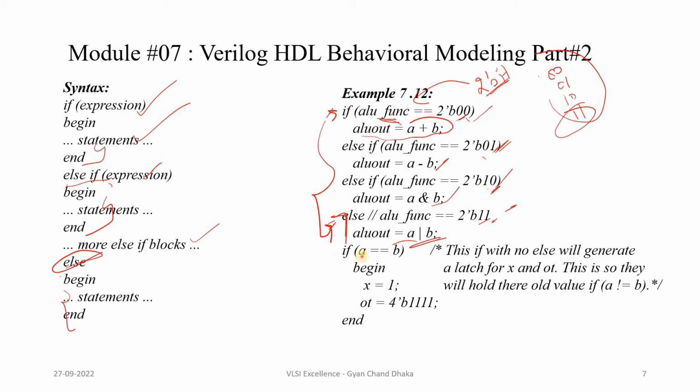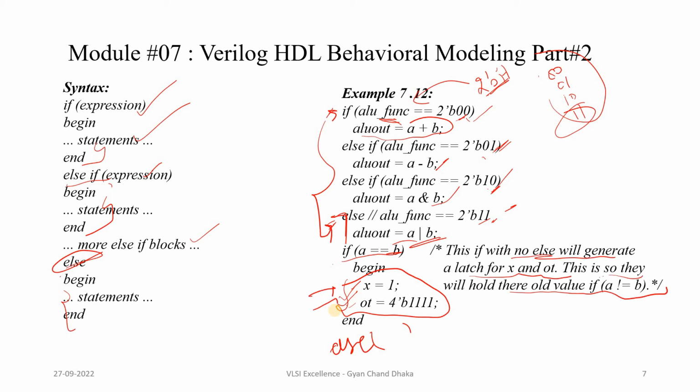If you see here, we have if A equal to B, if A and B both are equal, our X will be 1 and OT will be 1 1 1 1, right? Here we do not have any else condition. That means if A is not equal to B, then these X and OT statements are not going to execute. Whatever value was there previously for these variables, that same value is going to be there. That means the value is getting latched, and hence extra latches will be generated in the design.